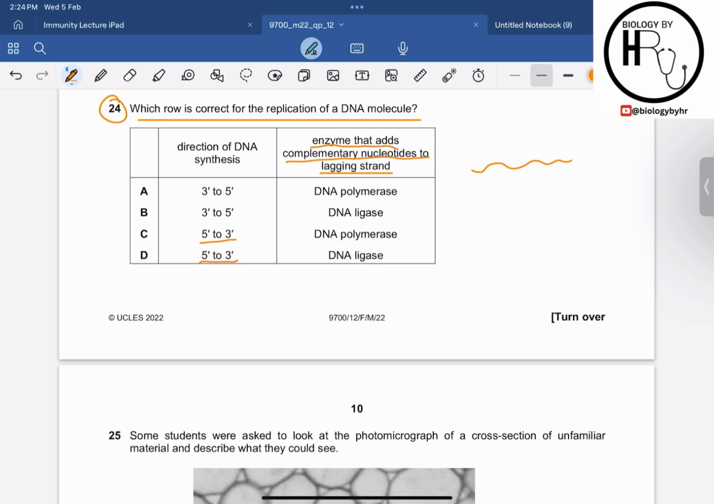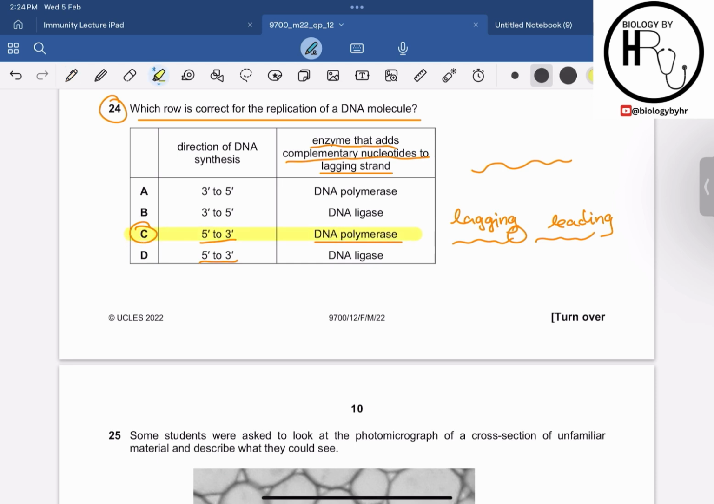Now there are two strands over there, right? One is the leading strand and one is the lagging strand. One leading strand is formed and one lagging strand is formed, and they are asking which enzyme adds the complementary nucleotides to the lagging strand. That enzyme is basically the DNA polymerase, right? So the correct answer to this question must be option C.